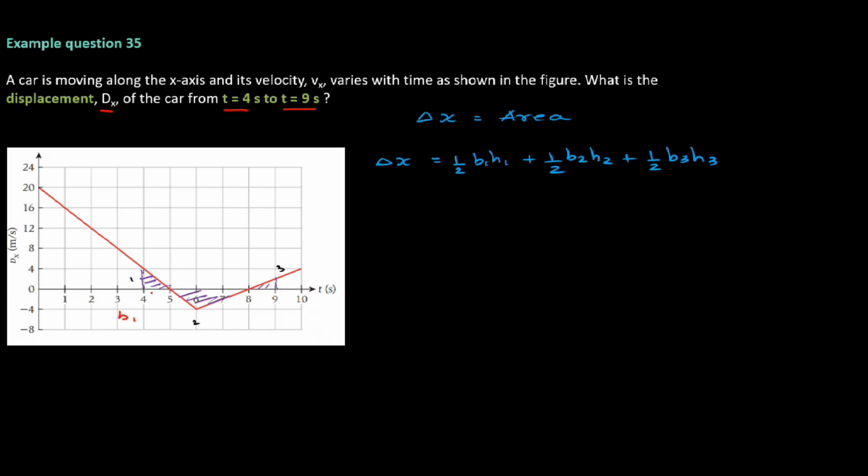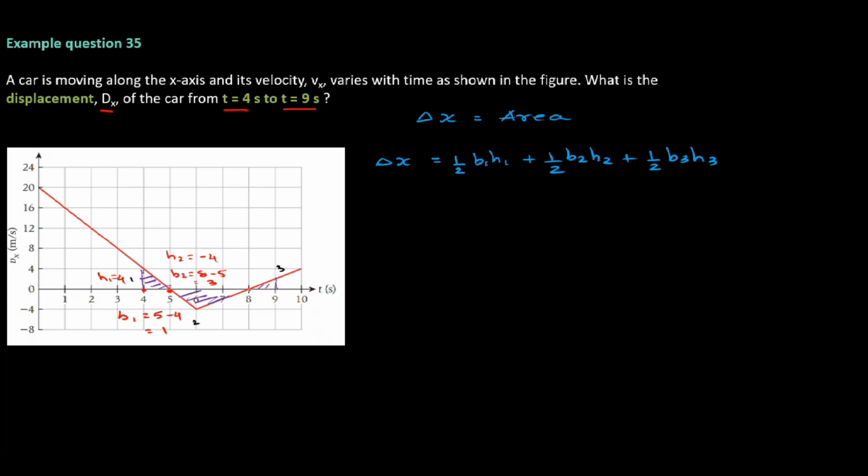Base of triangle 1, it is going from 4 seconds to 5 seconds. So it will be 5 minus 4, which is 1. And the height is 4 because we're going from 0 to 4. Then base of triangle 2, B2, is from 5 seconds to 8 seconds. So 8 minus 5, which is 3. And the height of this triangle is negative 4. So I will write H2 is negative 4.